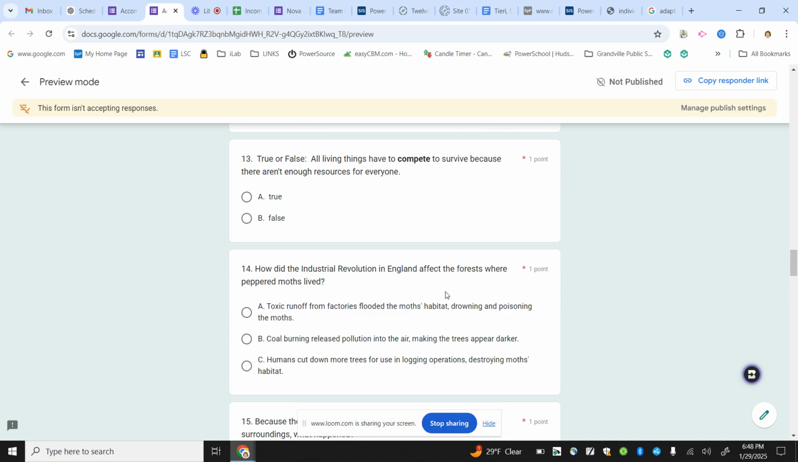Number 13. True or false? All living things have to compete to survive because there aren't enough resources for everyone. True, false.